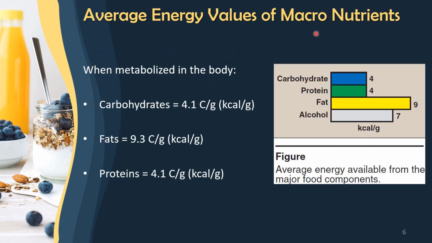Macronutrients are energy-rich molecules. When metabolized in the body, 1 gram of carbohydrate provides 4.1 kilocalories per gram. This is the capital calorie equal to 1000 of this small calorie. Fat provides 9.3 calories per gram. Proteins provide 4.1 calories per gram. This is the comparative chart. You see the fat is giving almost more than double of the carbohydrate and proteins so far as energy is concerned.